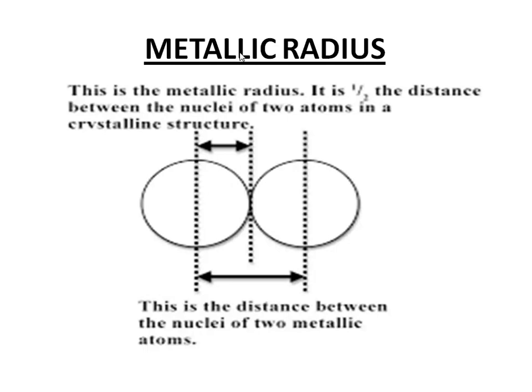So we have discussed atomic radius or atomic size, which has four types: covalent radius, van der Waals radius, ionic radius, and lastly metallic radius.